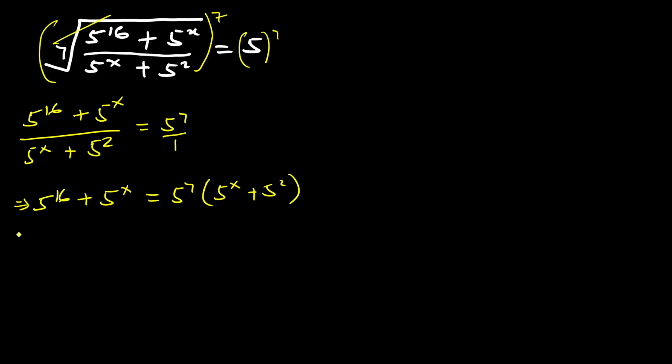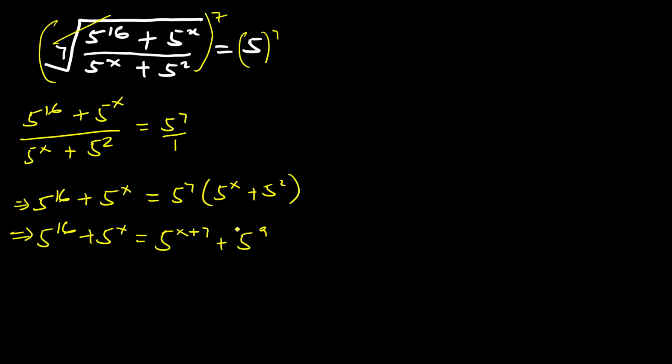Okay, so let me focus on the right hand side since I have to multiply through. This one is the same as 5 raised to x times 5 raised to 7. So we can use indices: when you multiply, you add the powers. So there's a multiplication, then times that, to be 5 to the power 9.